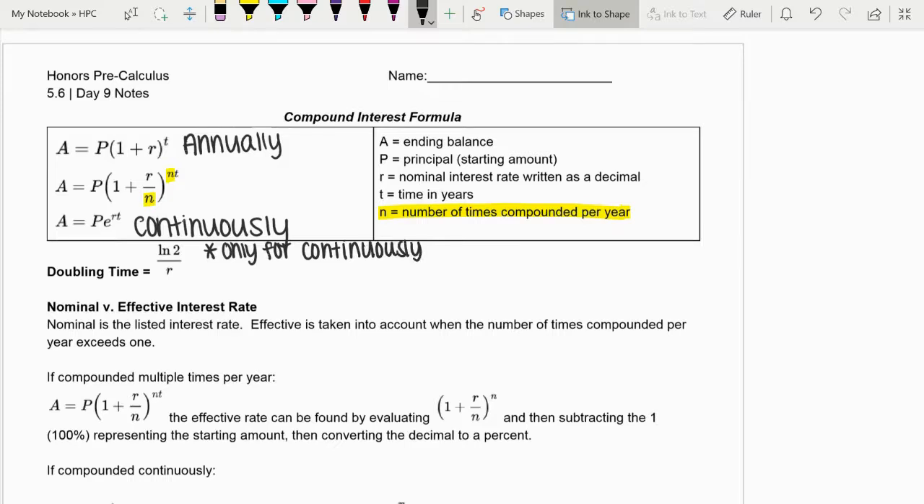Okay. And then this doubling time is talking about how long it takes to double the investment. So this is a real world application. If you invest a certain amount of money and you want to know how long until that investment is going to double, you would use this formula. Okay, so this is for how long it takes to double your investment.